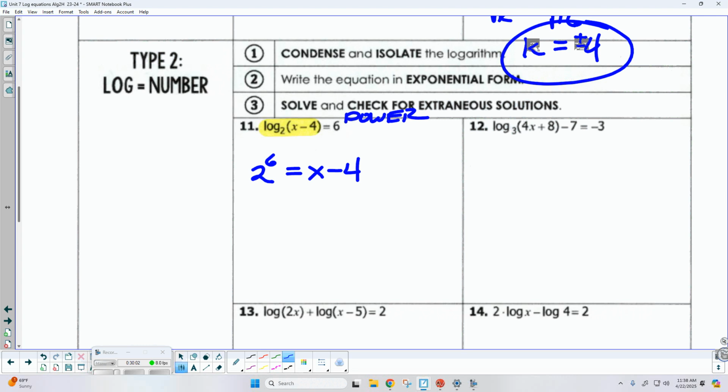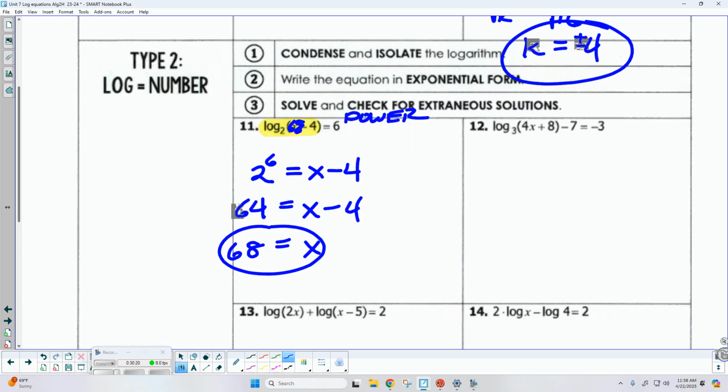Well, can anybody help me out? What is 2 to the 6th? 64. 64 is equal to x minus 4. And then all I got to do is add 4, so my answer is 68. Let's see. If I were to plug 68 back in here, 68 minus 4, that's a 64. So yeah, log base 2 of 64 does equal 6. And more importantly, it did not make the argument 0 or negative.